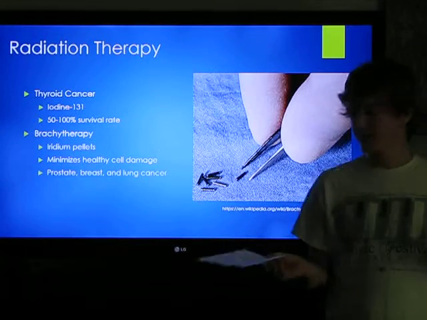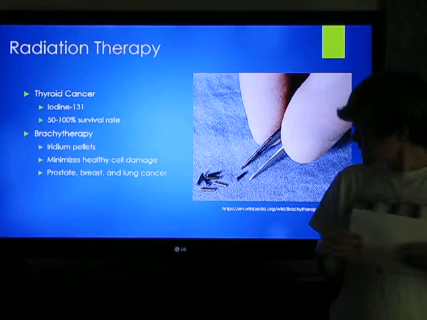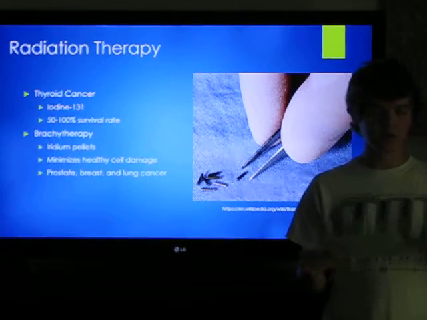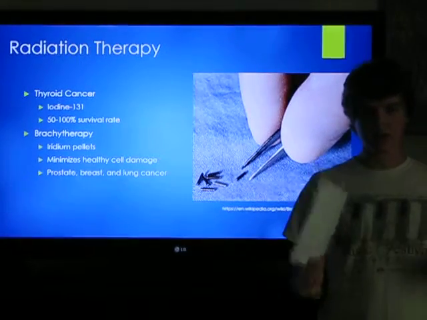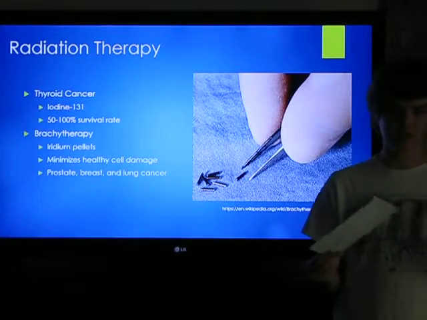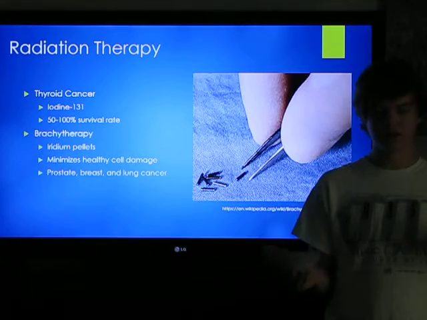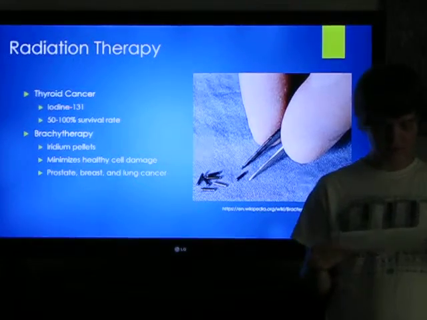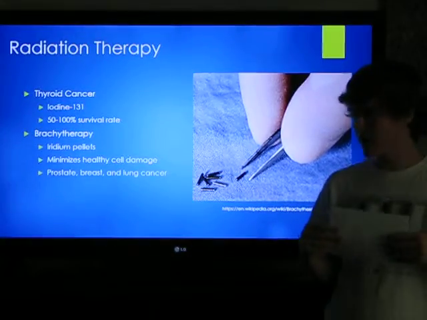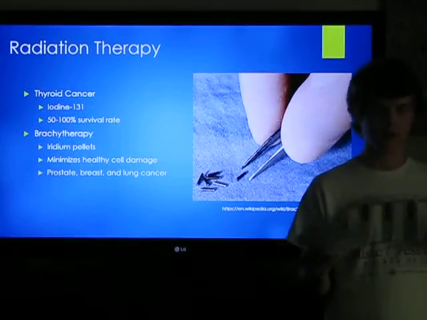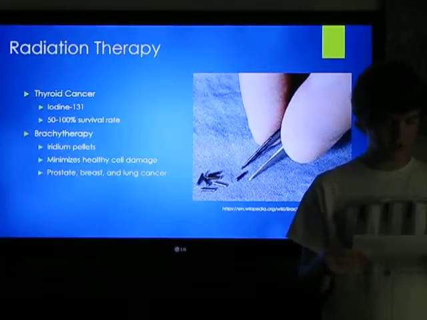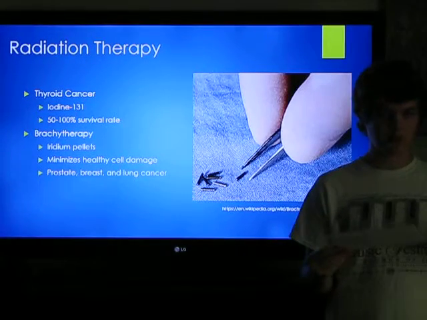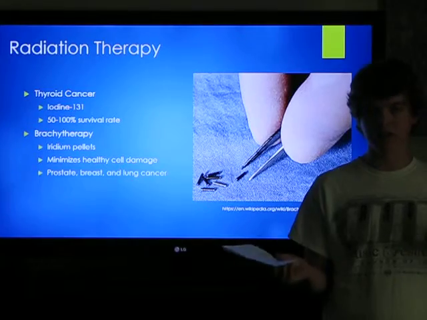Brachytherapy is a type of radiation therapy. They typically use iridium-192. They insert it directly into the tumor, and they leave it there until the tumor gets the dose that it needs to kill it. This typically minimizes healthy cell damage, and according to the Cancer Treatment Centers of America, they mostly use it for prostate, breast, and lung cancers, just to name a few.